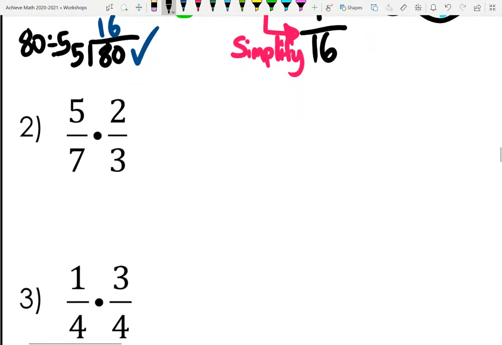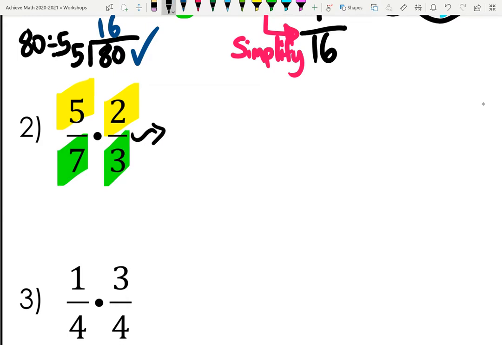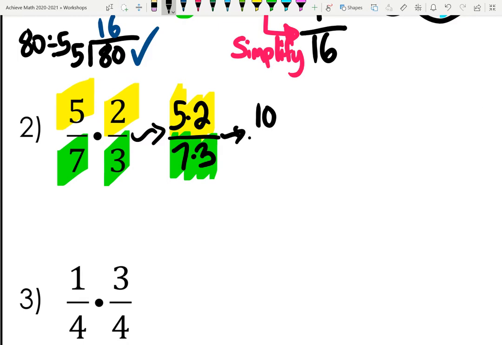Number 2, doing this the old-fashioned way. I see 2 fractions that are being multiplied. This enables me to rewrite them as a single fraction. 5 times 2, 7 times 3. Now I'm going to multiply these guys out, and I'm going to get 10 over 21. Again, this is going to be my product, and I need to check, can this be simplified?